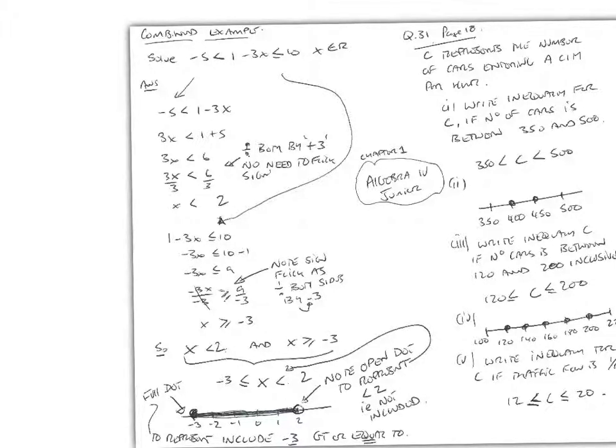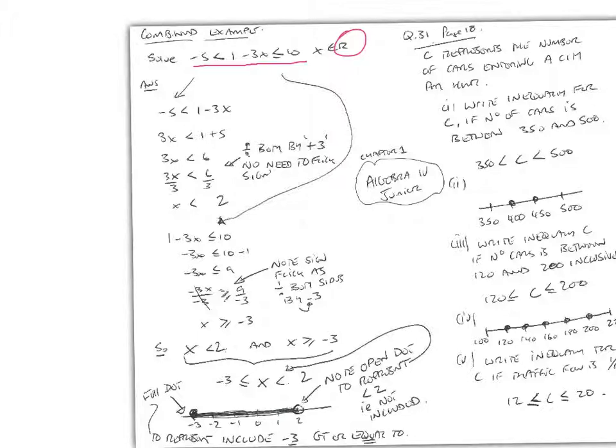So now let's look at a combined example. Solve: minus 5 less than 1 minus 3x less than or equal to 10. And we're talking about real numbers, so if we're drawing on a number line, we'll have a really thick line, and we might have a full dot and an open dot. We'll see how we go.